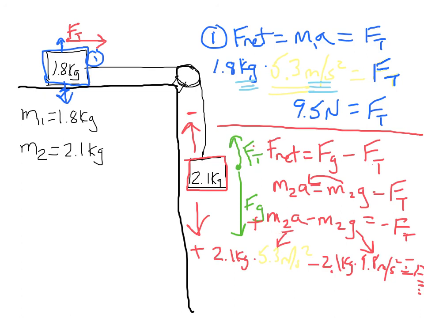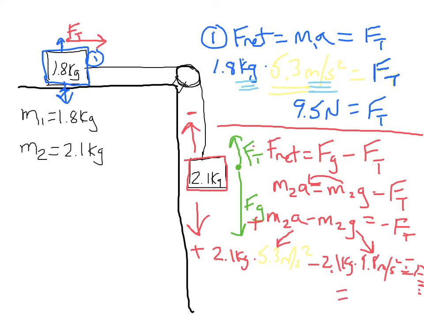As a matter of fact, most mistakes that are done with the Atwood machine happen right here. People aren't too sure what to plug in for a here. So make sure you understand that if I'm talking about the actual acceleration of the system, I have to use the acceleration we solved for. All right, long story short, I solve for Ft here.